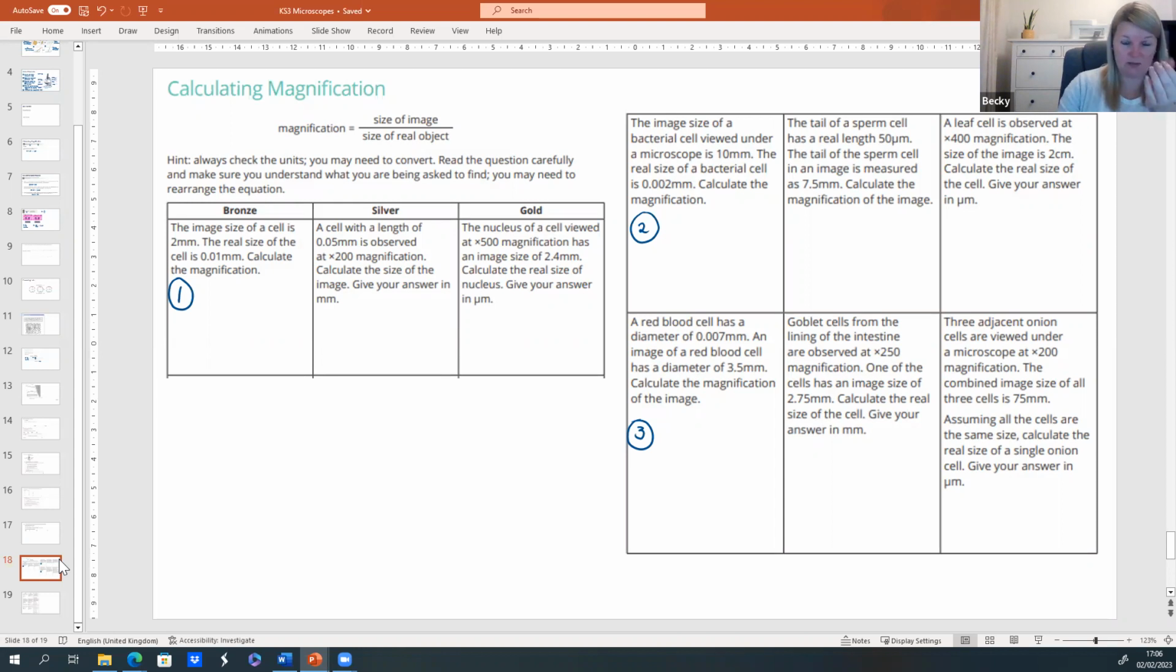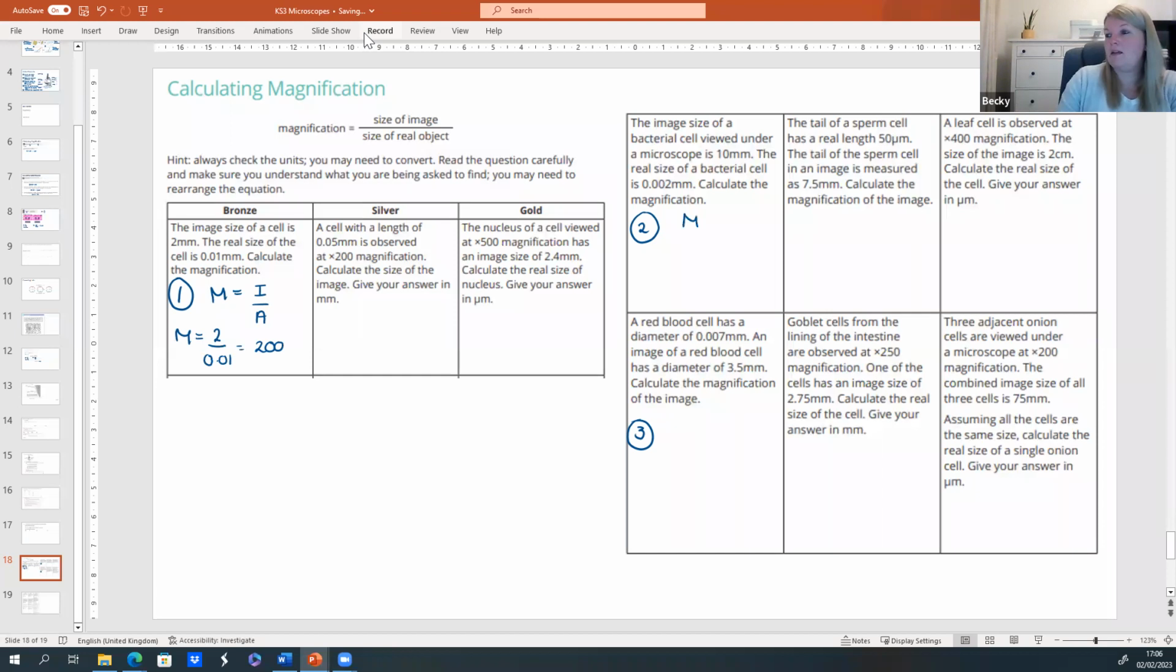I am impressed at these guys, well done. Right, so magnification equals image over actual. Okay, we want magnification, so that equals the image. Image size is 2 millimeters divided by actual, which is 0.01. And that is 200 times magnification. Well done, guys.